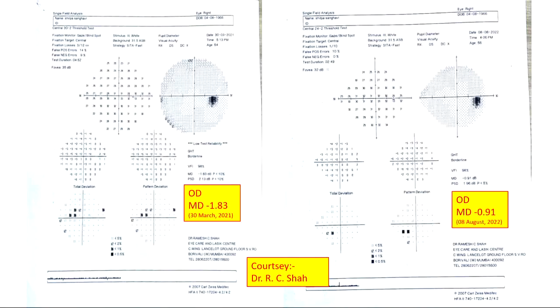In visual fields also, we can document and see these changes. In this case, mean deviation has improved from minus 1.83 to minus 0.91 in 17 months after 3 TUG treatments. In the left eye of the same patient, mean deviation has improved from minus 3.96 to plus 0.04 in 17 months after 3 TUG treatments.